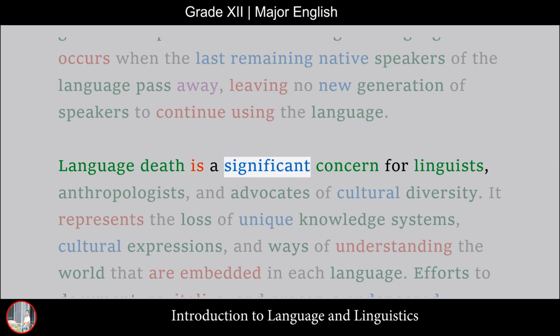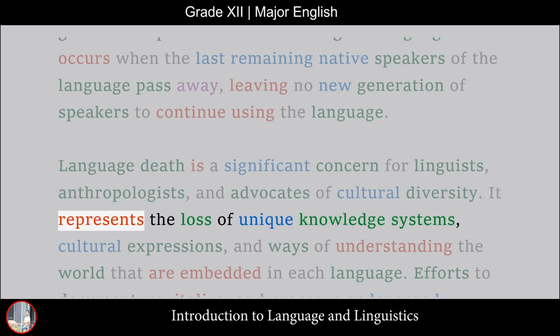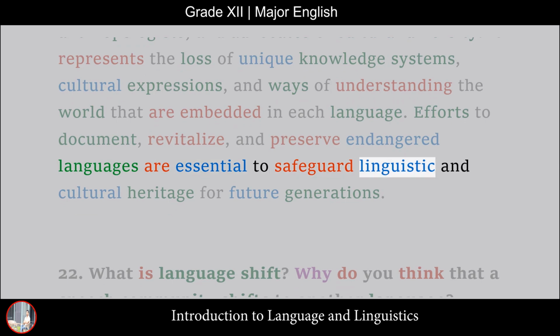Language death is a significant concern for linguists, anthropologists, and advocates of cultural diversity. It represents the loss of unique knowledge systems, cultural expressions, and ways of understanding the world that are embedded in each language. Efforts to document, revitalize, and preserve endangered languages are essential to safeguard linguistic and cultural heritage for future generations.